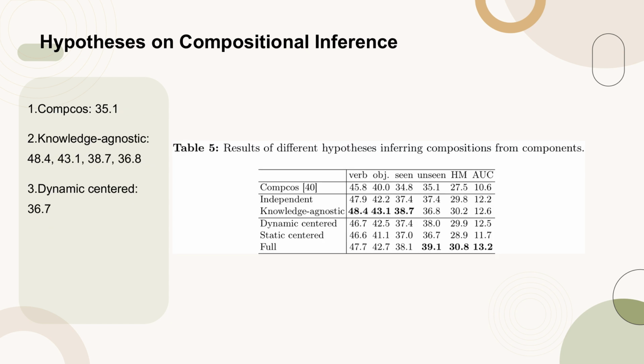Table 5 presents the results of various hypotheses attempting to infer compositions from components. The table categorizes these hypotheses into different types, such as compos, knowledge agnostic, and dynamic-centered, and provides numerical results for each. For instance, the compos hypothesis yields a score of 35.1, while the knowledge agnostic hypothesis shows scores of 48.4, 43.1, 38.7, and 36.8 across different metrics. The dynamic-centered hypothesis scores 36.7. These results offer insights into the effectiveness of each hypothesis in inferring compositions from components.